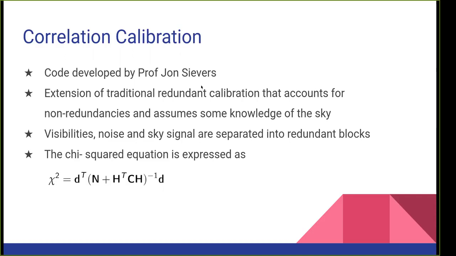So correlation calibration is a technique that was developed by John Sievers, and it hasn't been widely implemented as yet. So we're just testing this out for HIRAX at the moment. It's an extension of traditional redundant calibration because it accounts for non-redundancies. It assumes some knowledge of the sky, so you can input some information of the sky that you already know. And the visibilities, the noise, the sky signal, everything is separated into redundant blocks. So you can control how redundant your array actually is, in a sense.